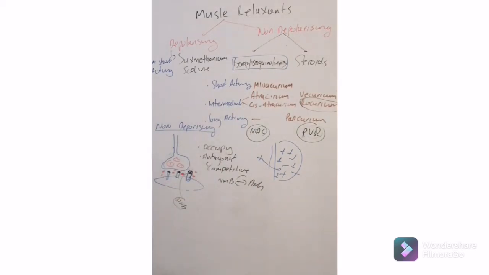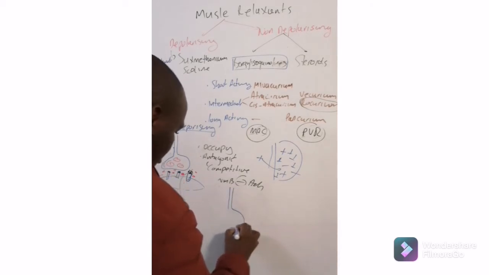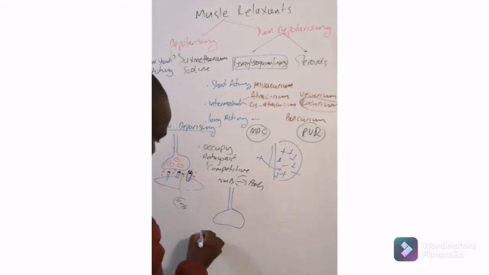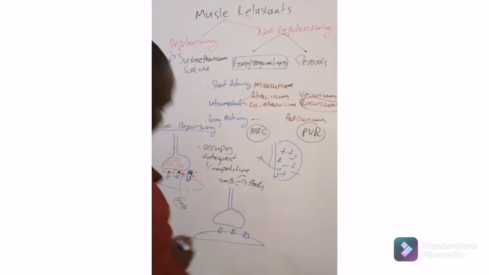Now, let's talk about the depolarizing agent, which is suxamethonium. So, neuromuscular junction again, with a motor end plate with receptors there, nicotinic receptors.